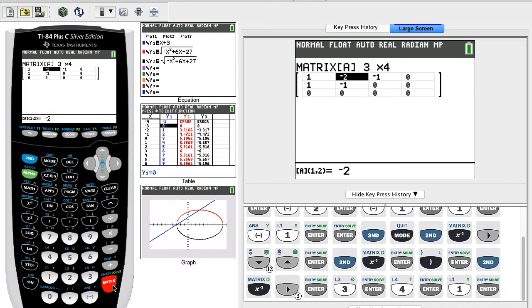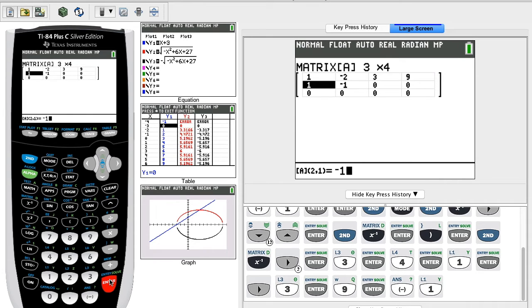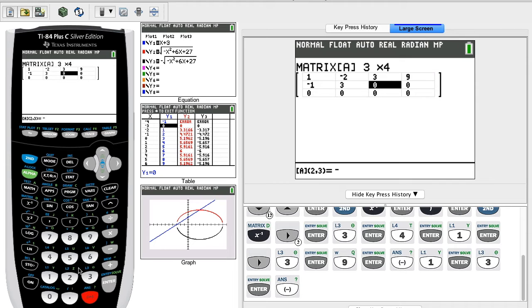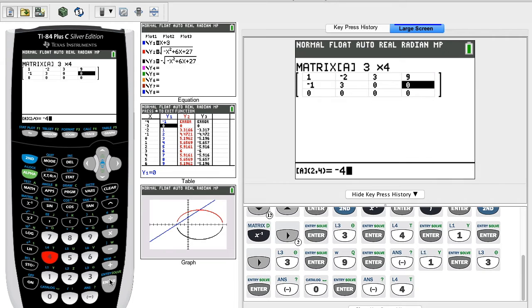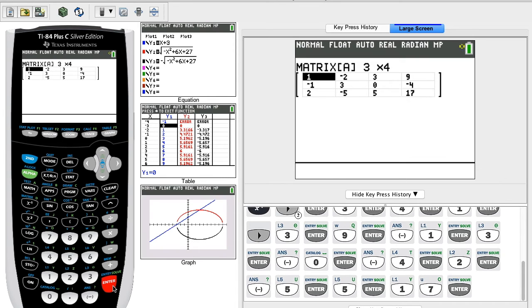So 1, negative 2, 3, and then we have 9. Then we have negative 1, 3, 0. I put a negative on accident, but that's fine. Negative 4, 2, negative 5, 5, 17. And we have this here.